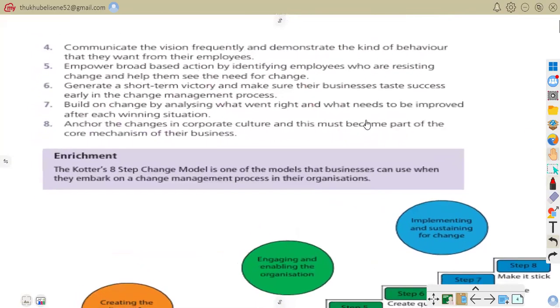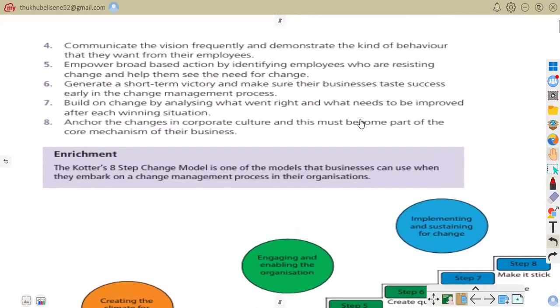Let us move on to another point. So now it says, communicate the vision frequently and demonstrate the kind of behavior that they want from their employees. So here you communicate the vision. Share the plan clearly with the employees. That is that. You do regular meetings explaining changes with employees.